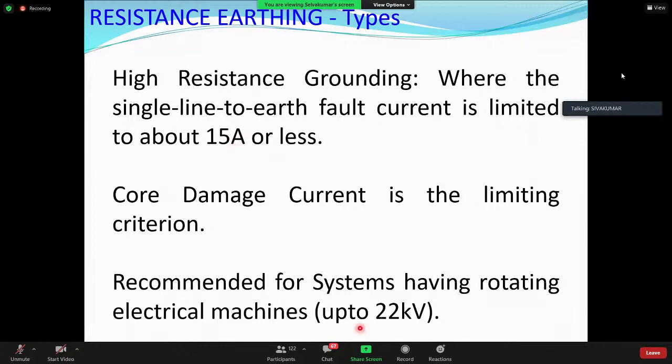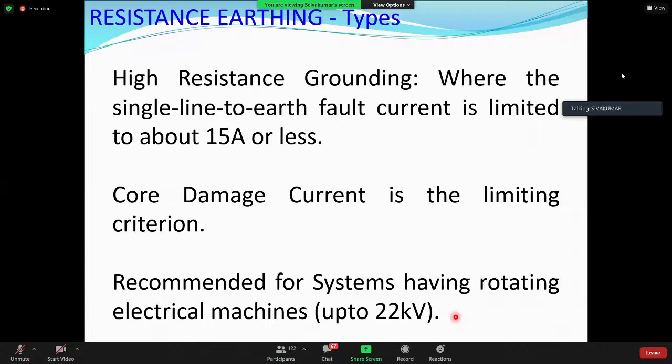Even till recently, I was of the assumption that rotating motors are available only up to 11 kV, because when I was in the industry, this was the condition. But the other day, I was speaking to some persons from GE, who told me that they have a 6 megawatt, 8 megawatt motor at 22 kV. So nowadays, 22 kV motors are also there. If you have rotating machines at that voltage, you better go for high resistance grounding.